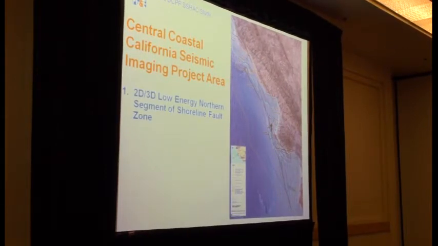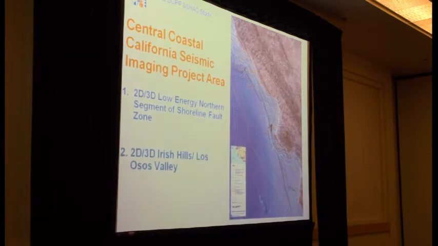And to date, we've managed to finish two principal studies. The first is a 2D, 3D low energy study off the northern segment of the shoreline fault zone, off of Point Buchon. And the second is a very intensive 2D, 3D onshore shoot at the Irish Hills and the Los Osos Valley. Number two is to get an idea about what the structure of the Los Osos fault zone is, and some of those major faults onshore, which up until now really haven't been imaged as well as a lot of the offshore work that's been done in the past.